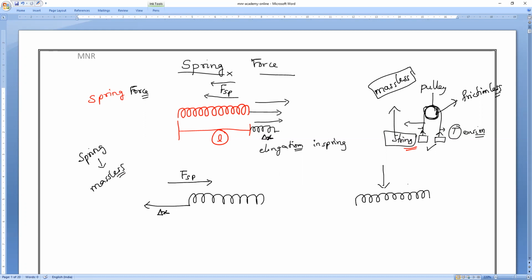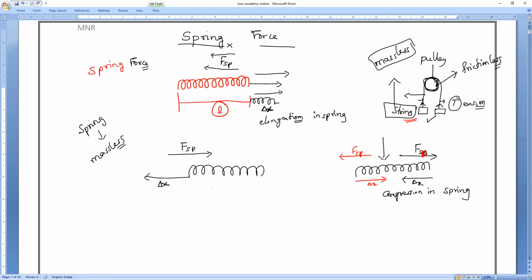Understand? Now, if I compress, it is called compression in the spring. In compression, the length will decrease. For example, if I compress from this side, then what about the spring force? The spring force will act in the forward direction. Do you understand what I'm saying, everybody? If I compress from this side, then the spring force will act opposite to that. This is how the spring force relates to the elongation or compression of the spring. That is what you have to remember.